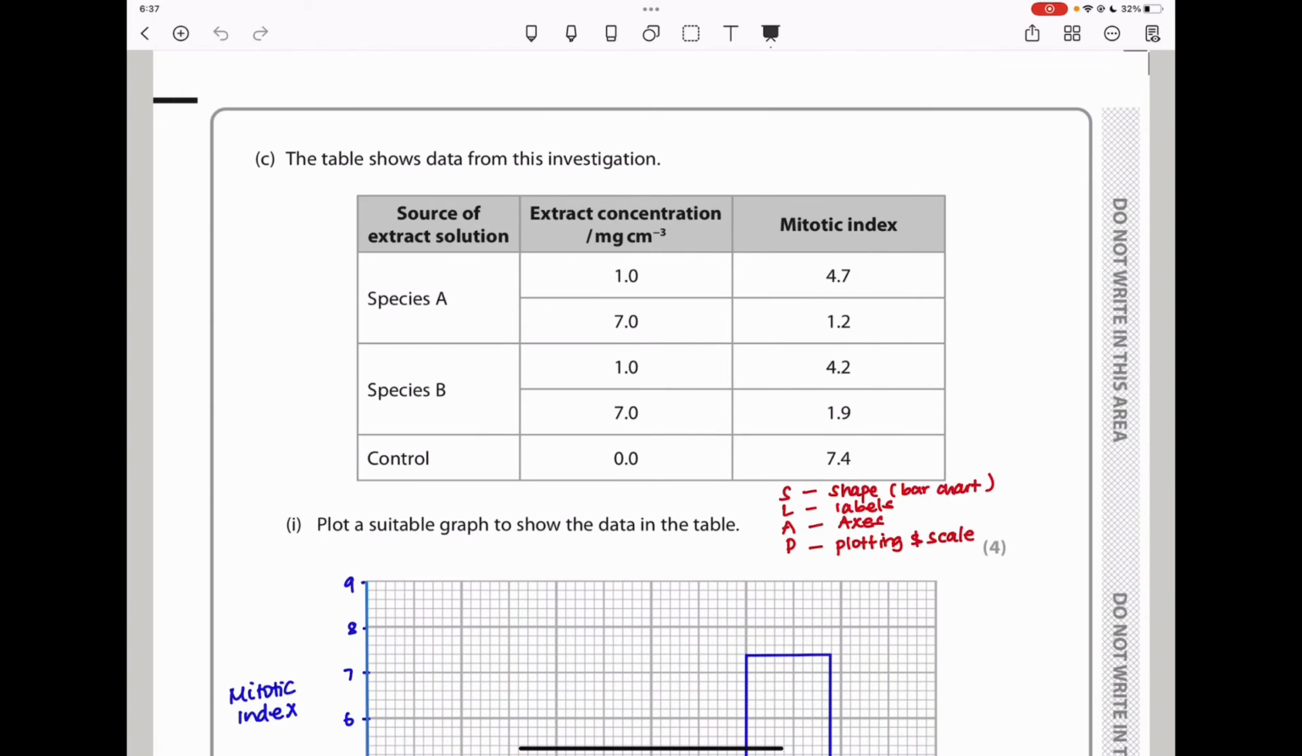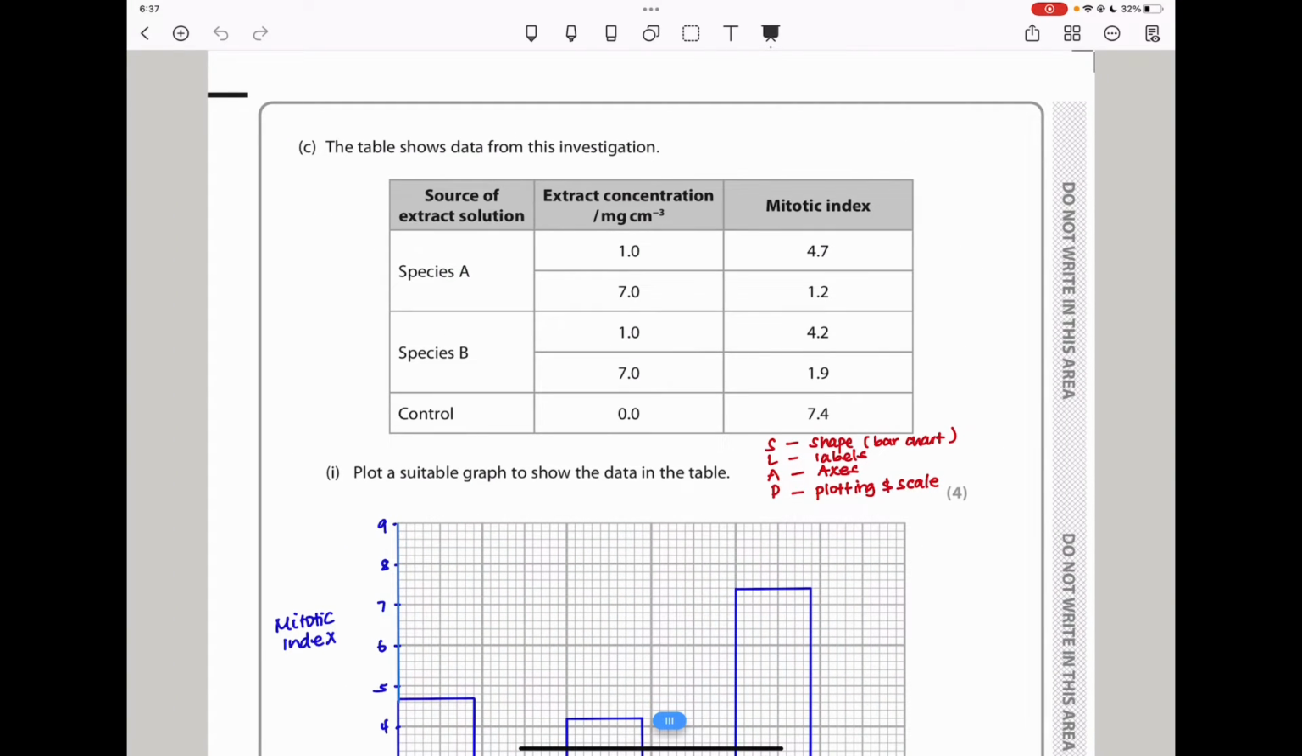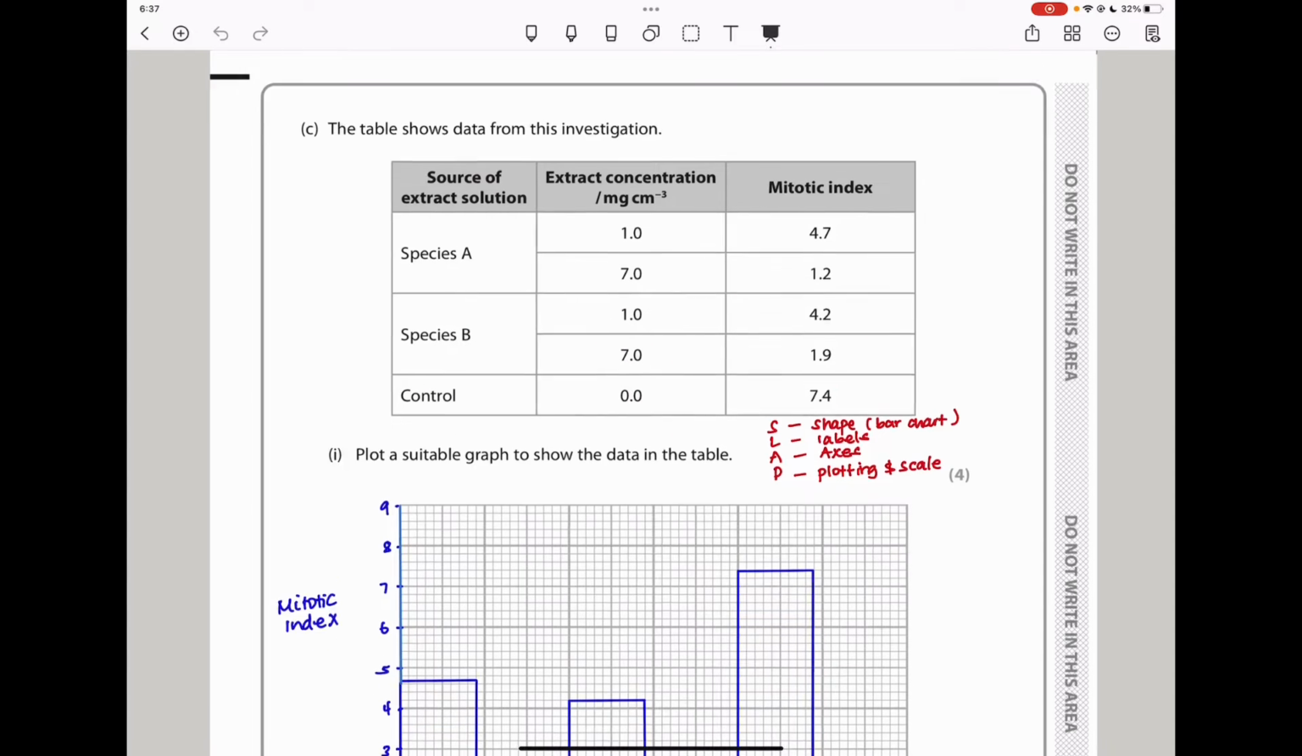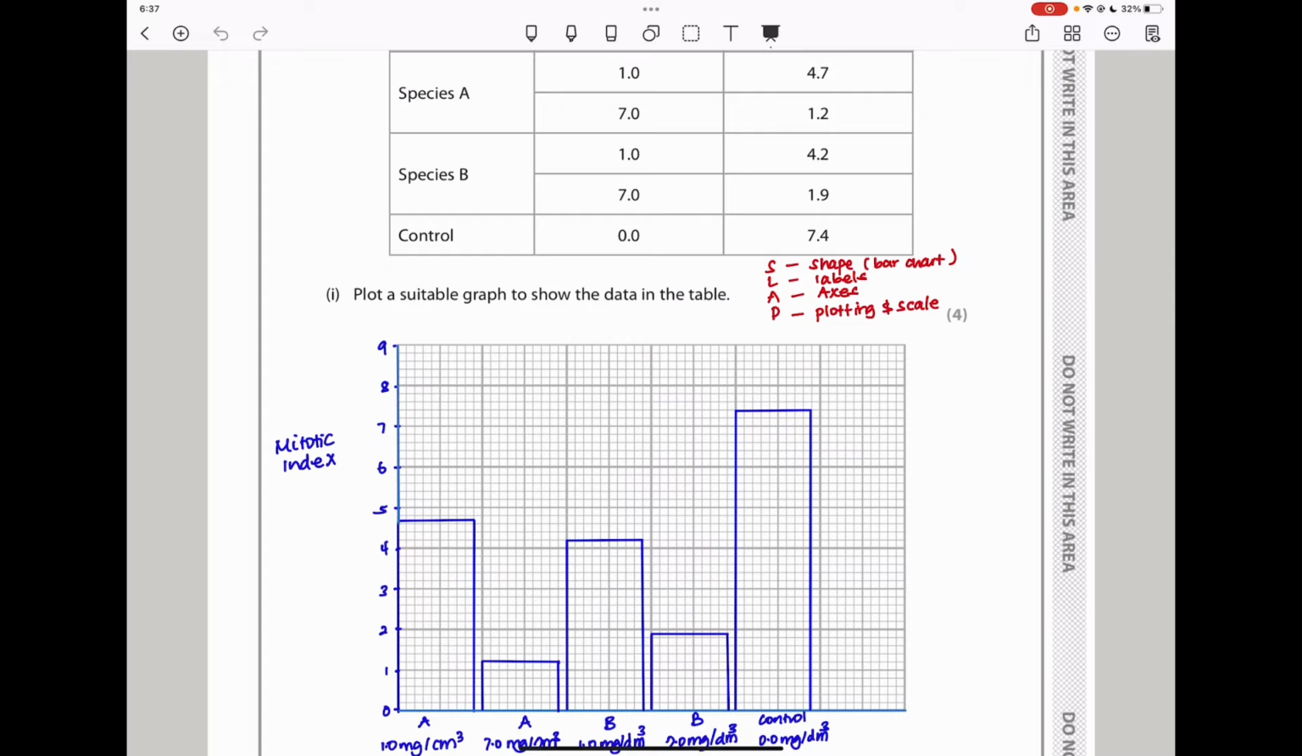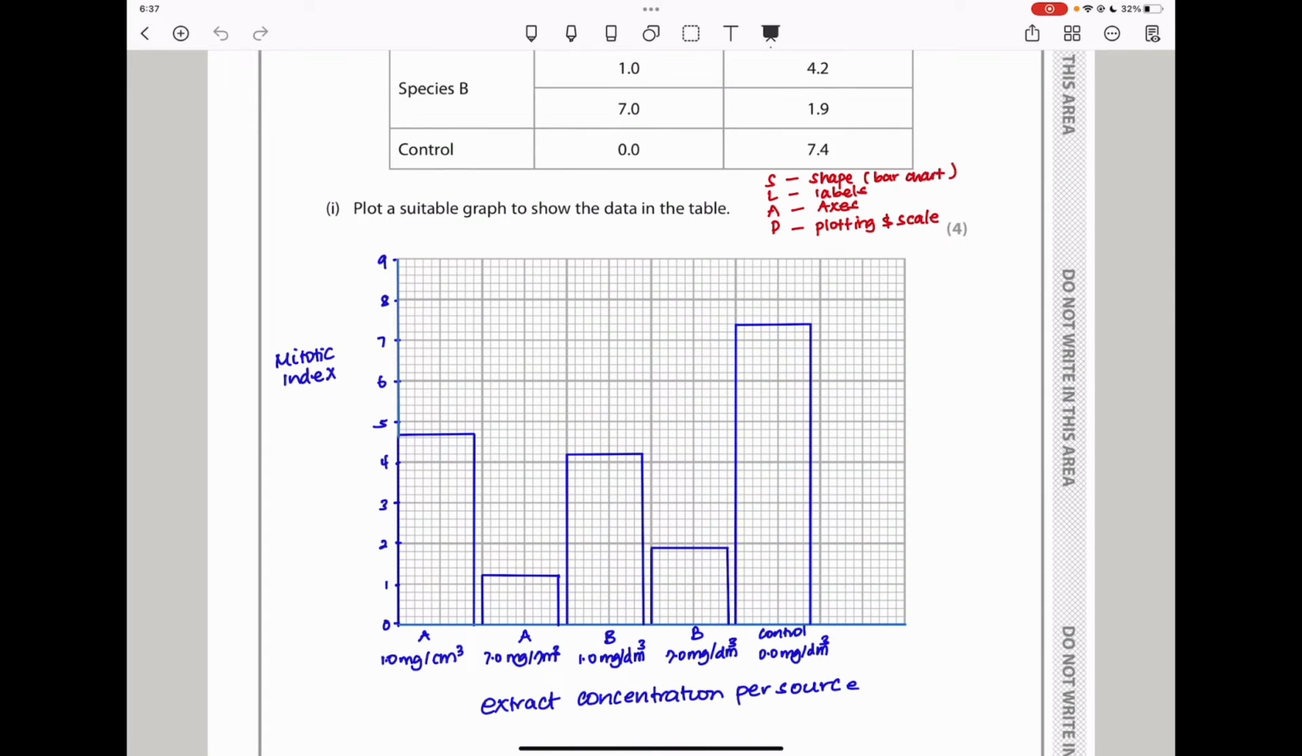So moving on, here they say the table shows data from this investigation, so for each different species, we have species A, that is the information, species B, that is the information, and the control, that is the information. So they want us to plot a suitable graph to show the data in the table. So remember, this is mitotic index.